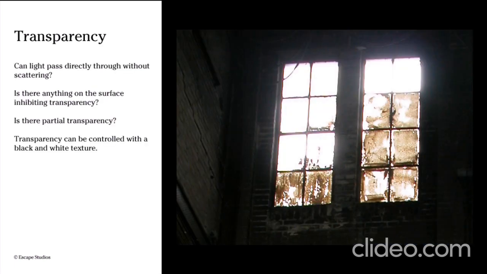Can light pass directly through your geometry without scattering? Is there anything on the surface inhibiting transparency, i.e. dirt, scratches or paint? Is there partial transparency? What percentage of light can pass through? Transparency can be controlled with a black and white texture.